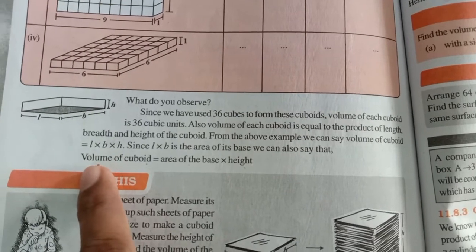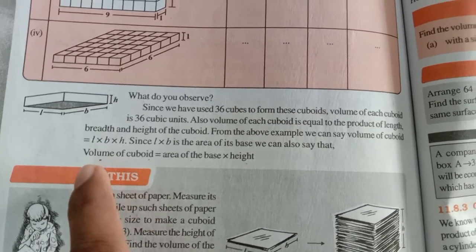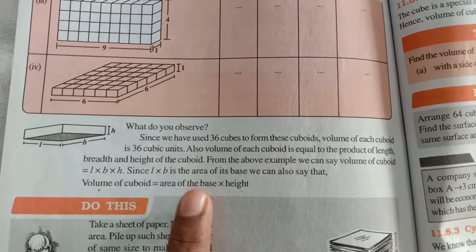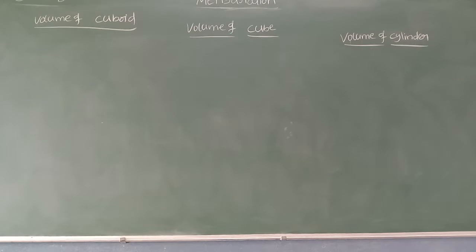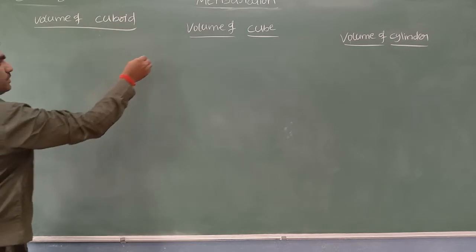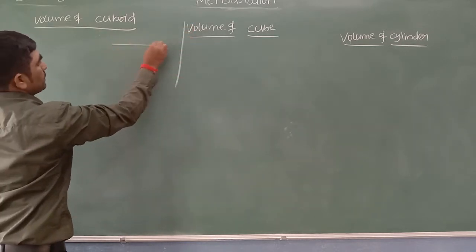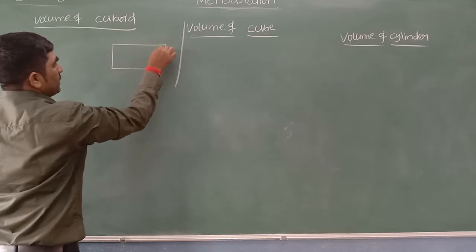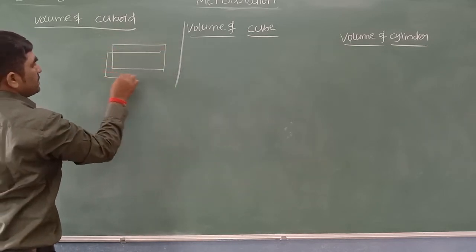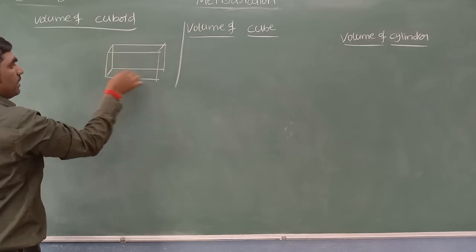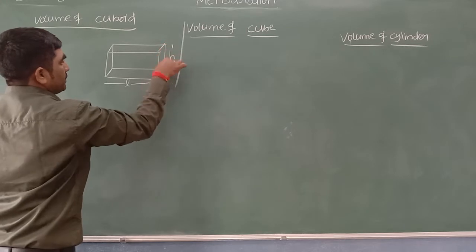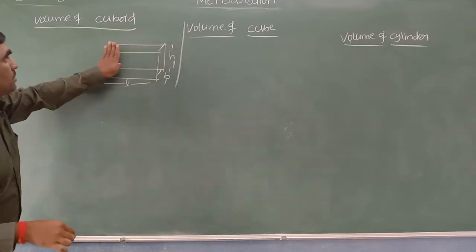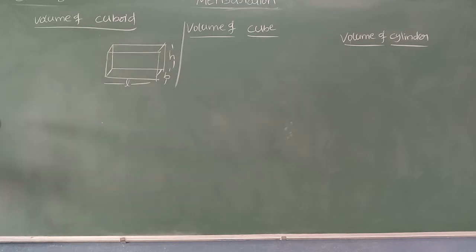Now let us find the formula for different 3D objects by using this area of the base into height. Yes, children, I said volume of cuboid is area of the base into height. So let us draw one cuboid. It is a 3D figure. It has 3 dimensions: length, breadth and height. So how can you find the capacity of this cuboid?